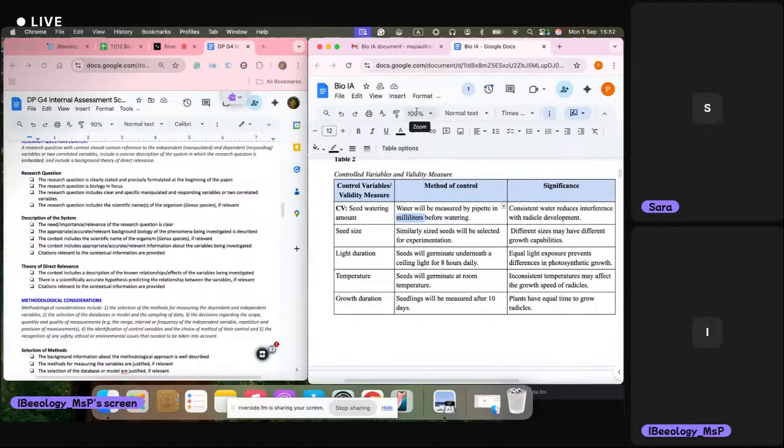And what is the significance of why you have to control the volume? Because water reduces interference of radicle development. Okay, cool. All right. Size of the seeds. Similar seed sizes would be selected for the experiment. Okay.